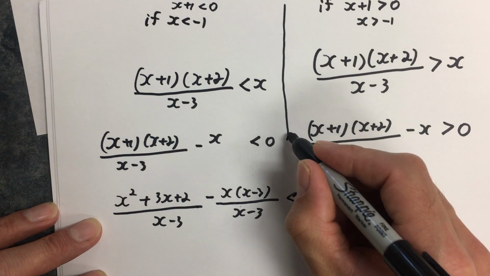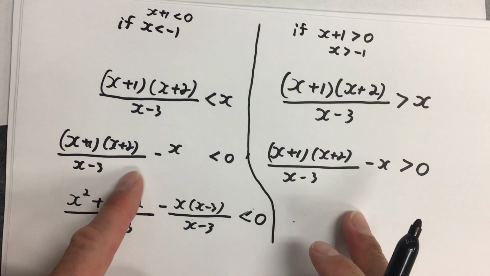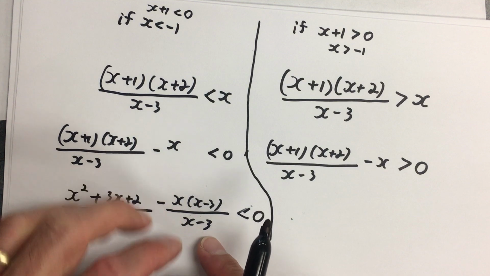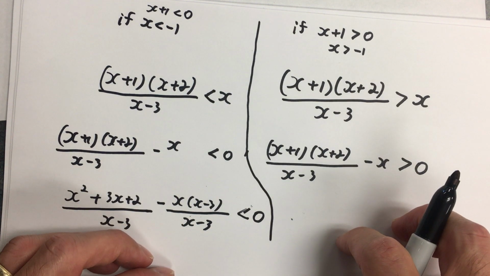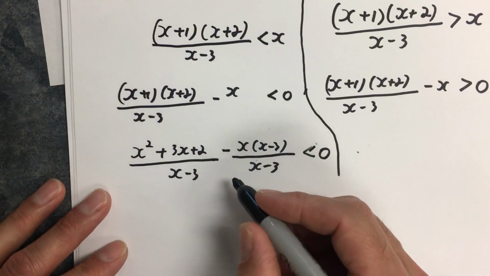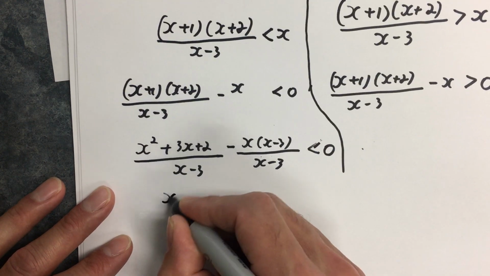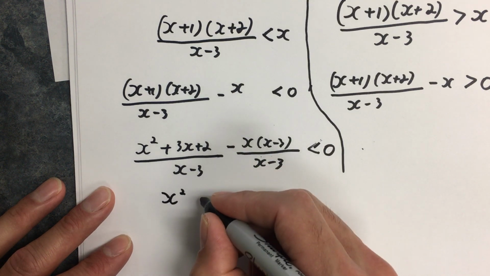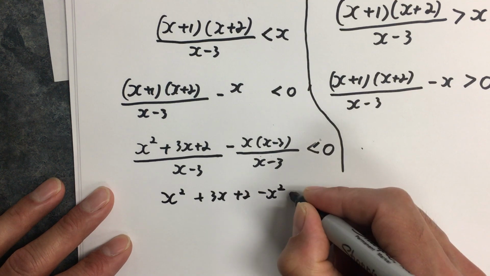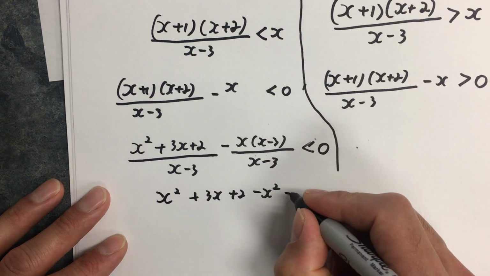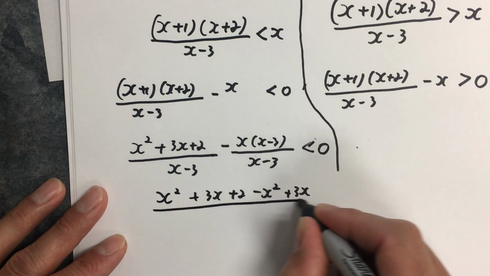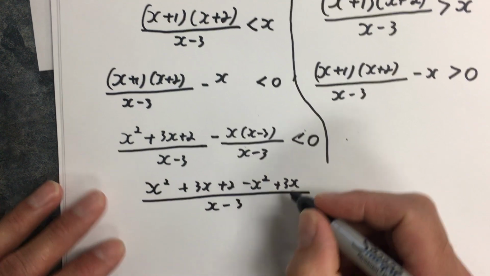Now, I'm not going to do all the same steps on the other side because just look at this. The left term here is the same as the left term there. So I'm going to manipulate the left term here and then just write down that it's the same thing on the other side. So we've got x squared plus 3x plus 2 minus x squared minus negative, so plus 3x, and all of that's over x minus 3.